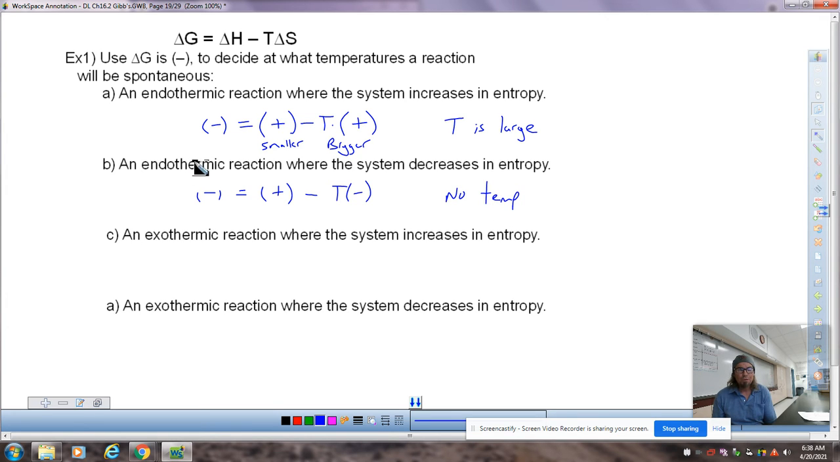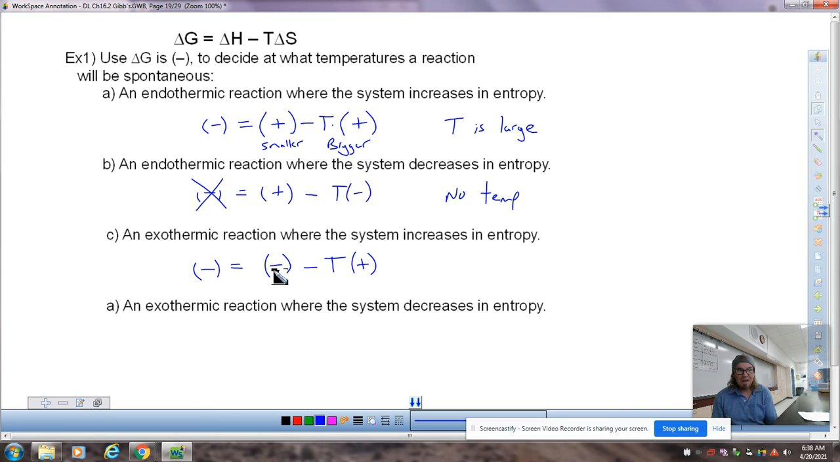So a reaction that is both endothermic and decreases entropy doesn't even sound right. How would a reaction be absorbing energy and then also decreasing its entropy? That just doesn't even sound right, and so therefore it must not be right. And of course we can see here that there's no temperature that we can make this come out to be a negative value.